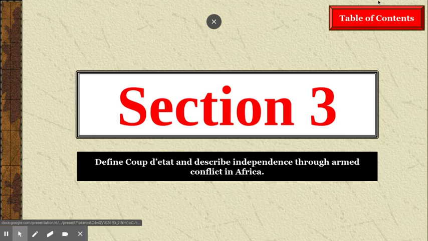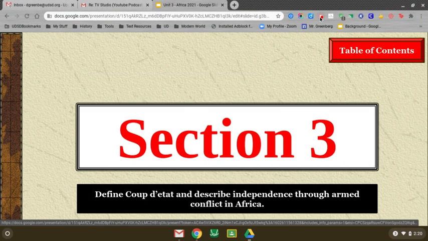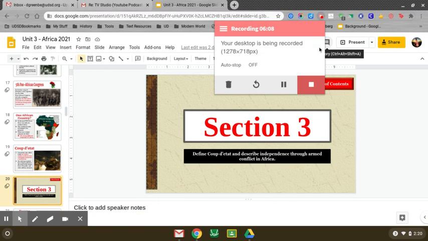Okay, so that's going to take us out of the background information for this, and we'll pick up the individual countries in section 3.